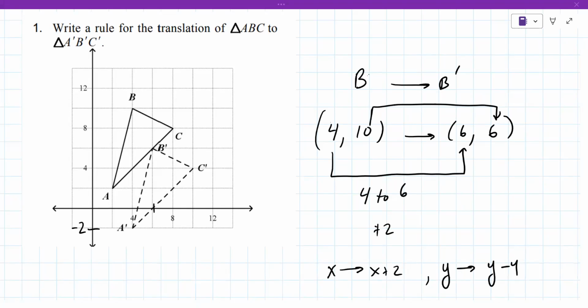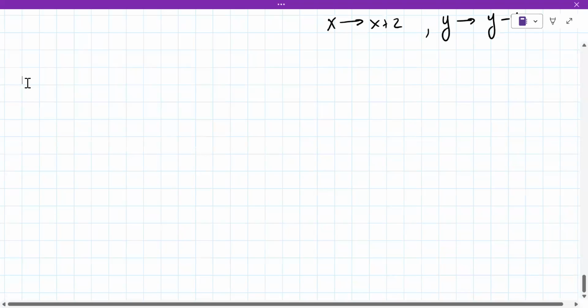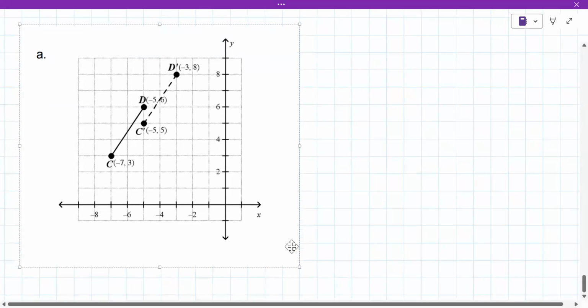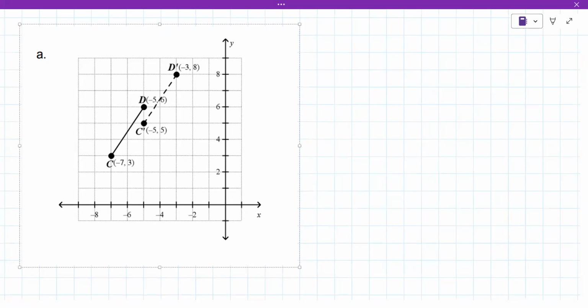Yeah. So let me see if I can find another one like that. All right, so I don't have one exactly like that, but kind of. So let me snip this one in. All right, so same thing here. Could you determine the rule for these two ordered pairs? Yes. Let me do that.